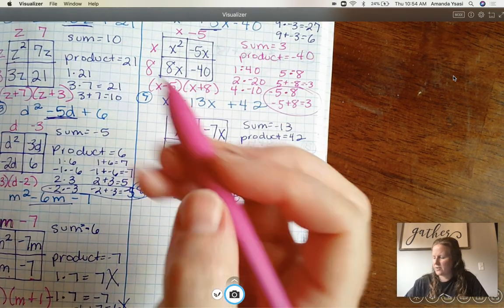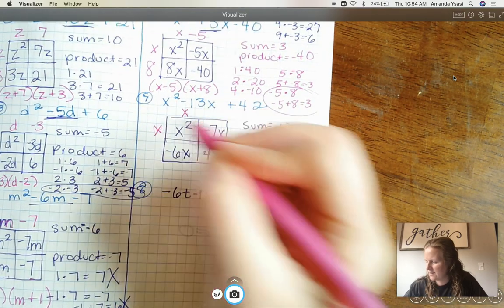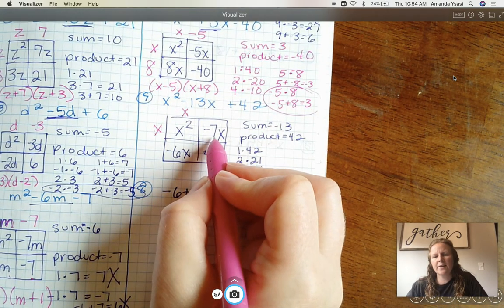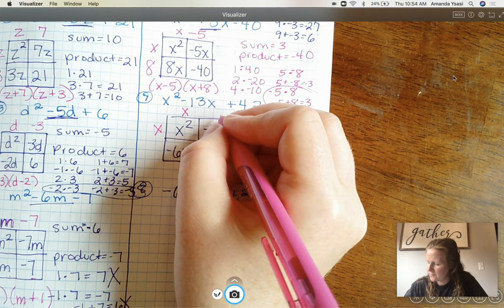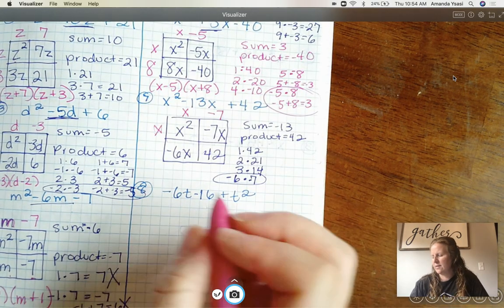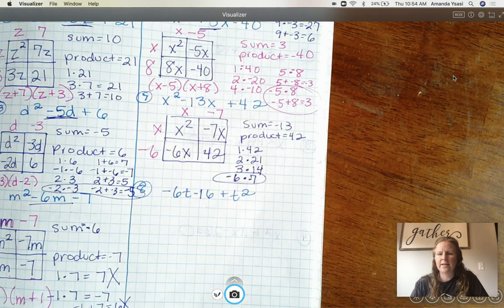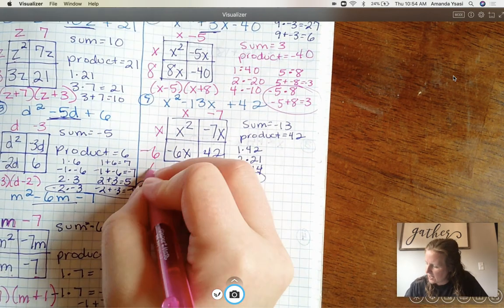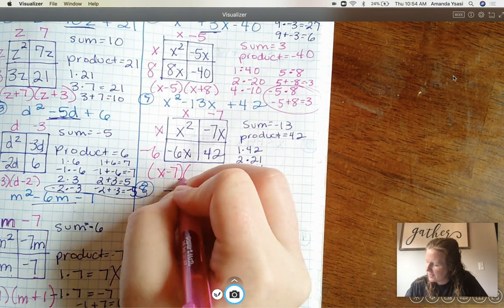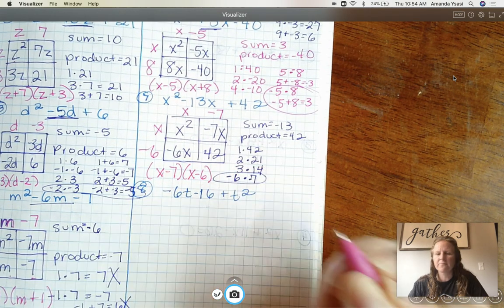Now I factor out x and x. x times negative 7 to get negative 7x, and then x times negative 6 to get negative 6x. So that gives us x minus 7, x minus 6.